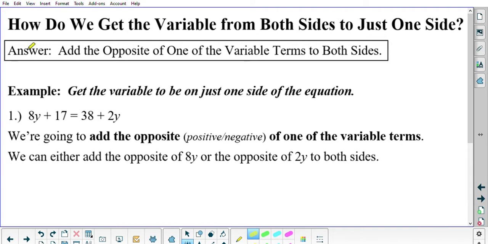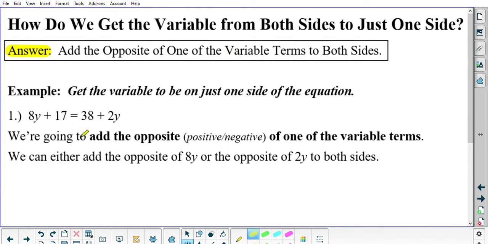Here is the answer to that very important question. The answer is we're going to add the opposite of one of the variable terms, and we're going to do that to both sides. Now, that might not make a lot of sense to you. Let me break this down and specifically look at the example that we were just talking about. 8y plus 17 equals 38 plus 2y. Directions: get the variable to be on just one side of the equation. Follow what I gave you in this information box.